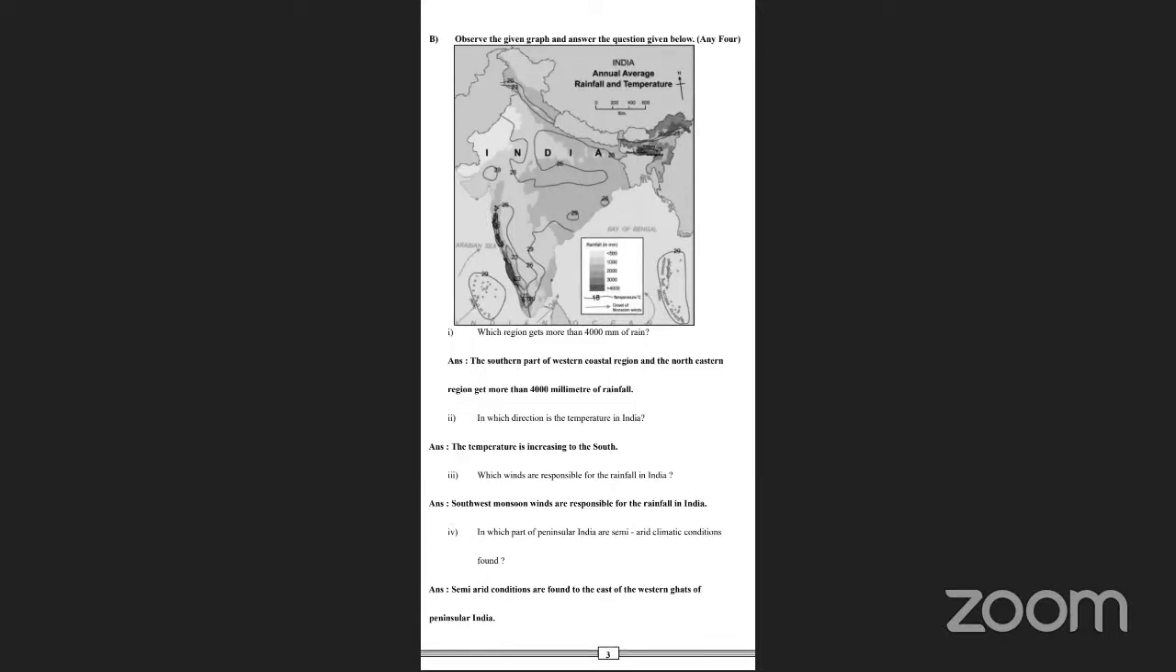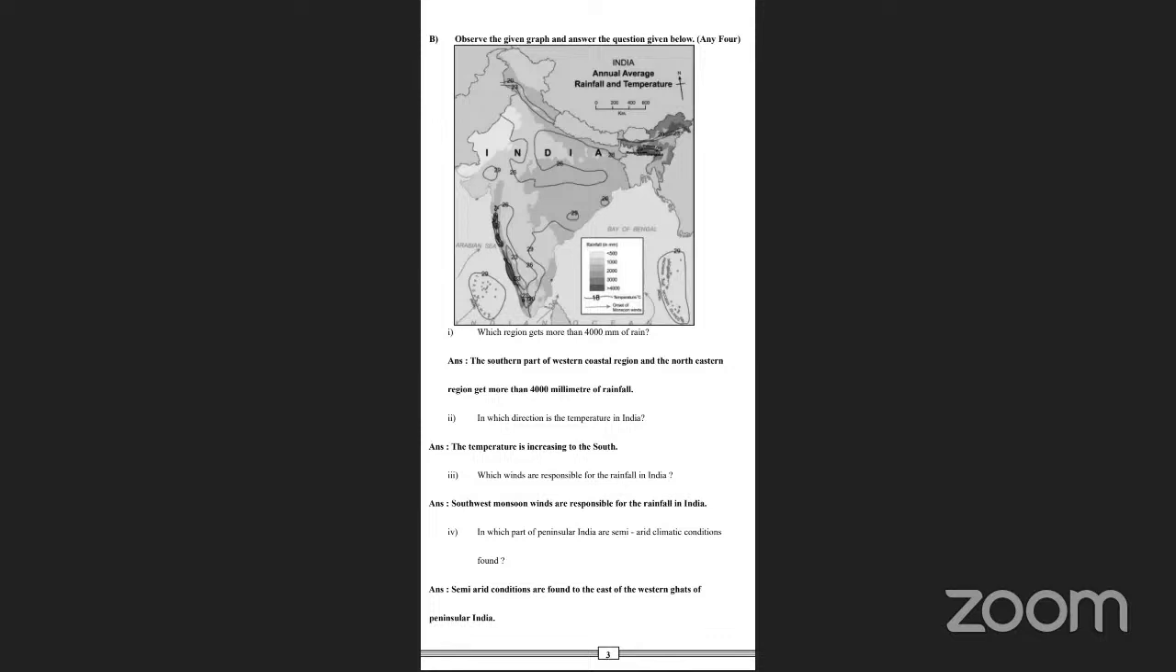Question number 4B. Observe the given map and answer the following questions. The given map gives us an idea about the annual average rainfall and its temperature. First, which region gets more than 4,000 millimeter of rainfall? The southern part of the western coastal region and the northeastern region get more than 4,000 millimeter of rainfall. Okay, these two areas in India receive more than 4,000 millimeter of rainfall.